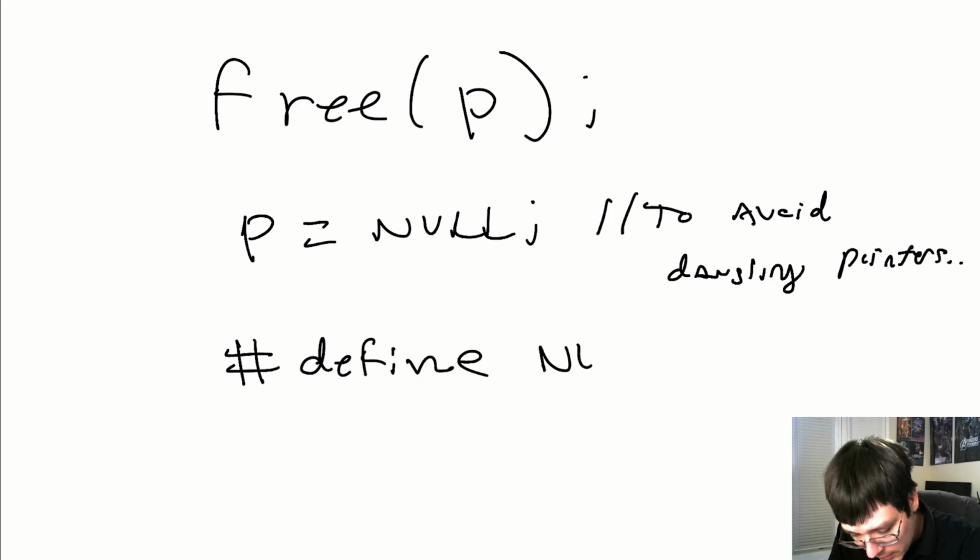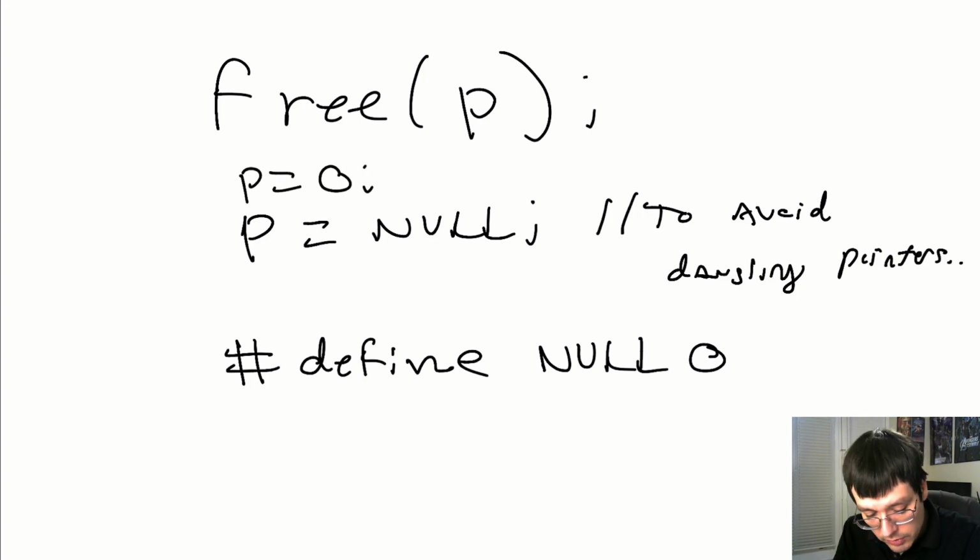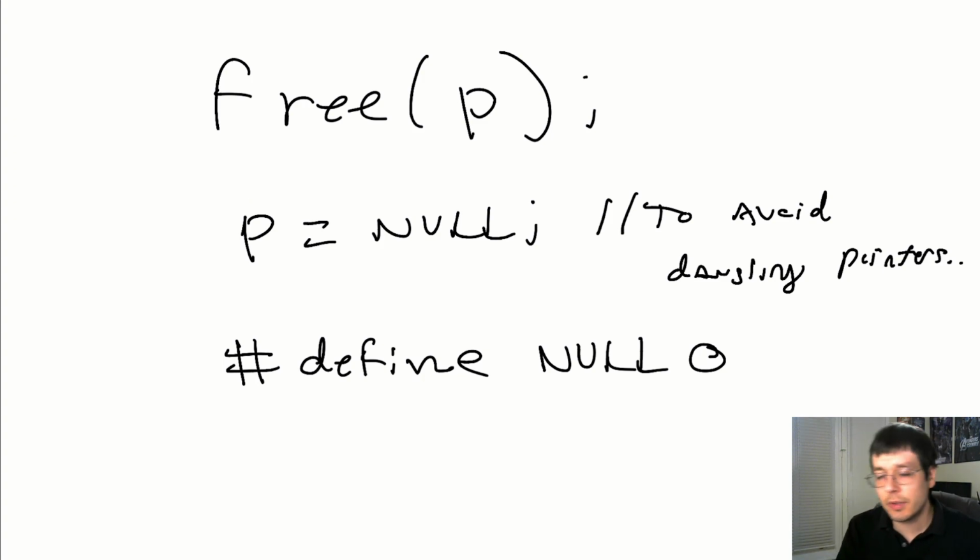So you might have to say something like define null as 0, or you could just say P equals 0 too. But again, I don't like that syntax because it makes me think it's an integer when it's not. It's a pointer.